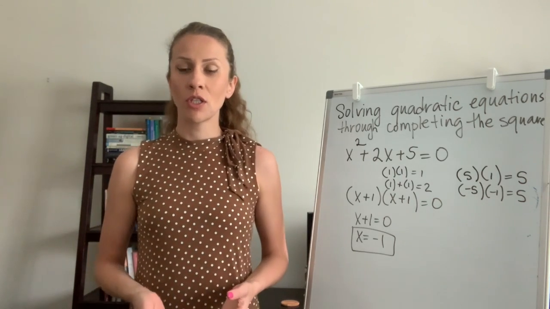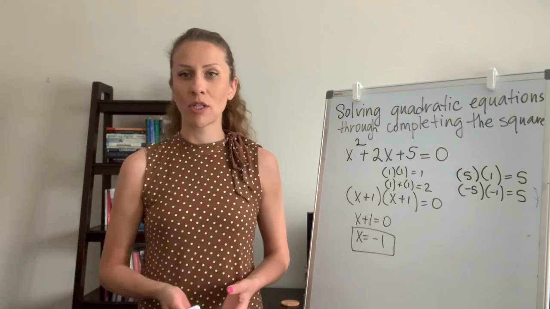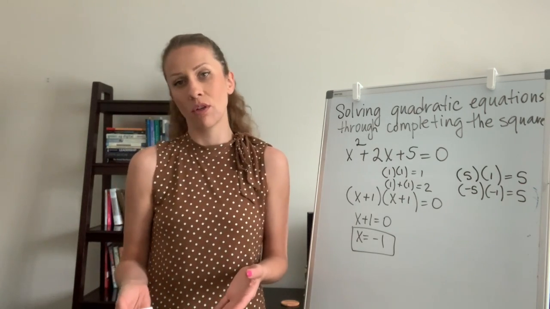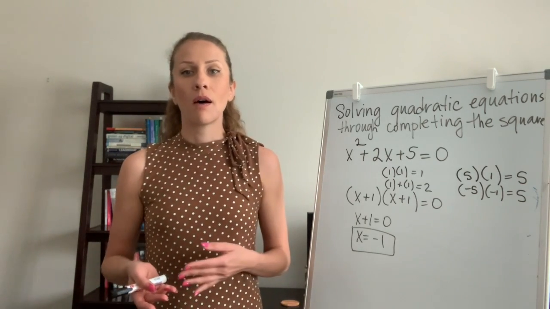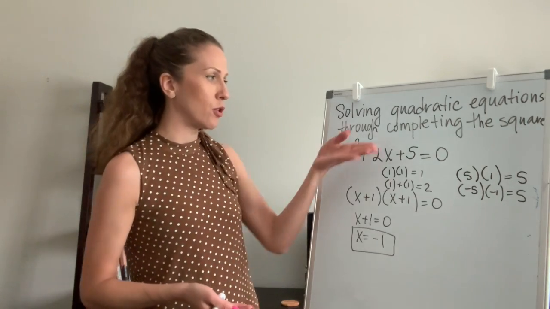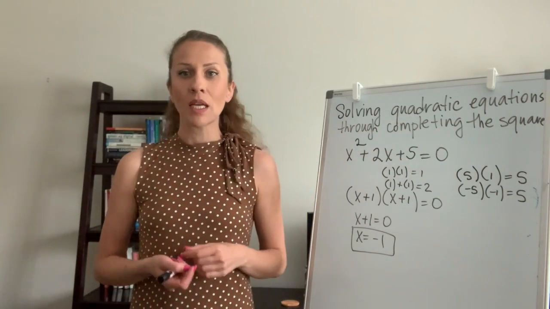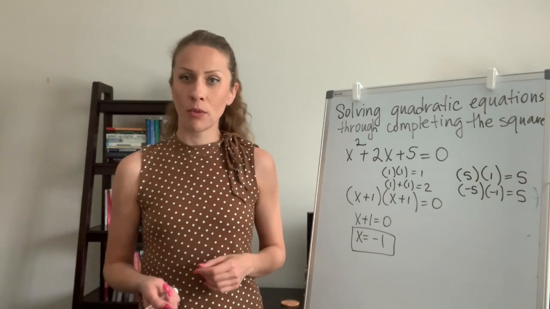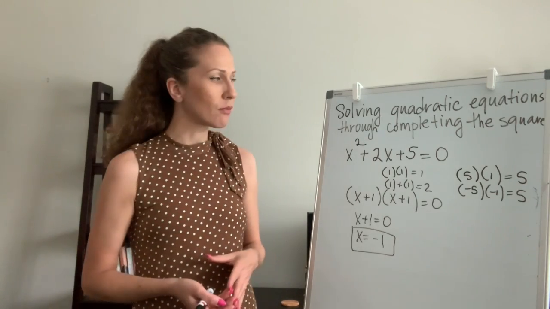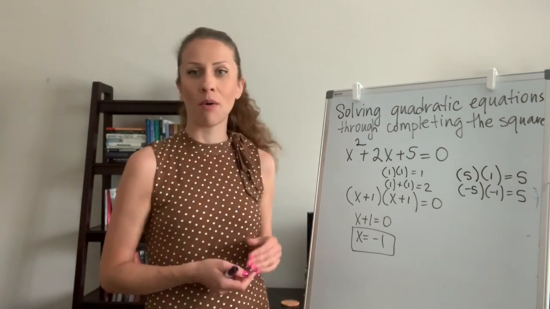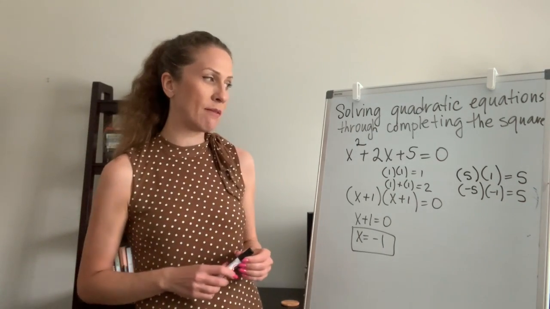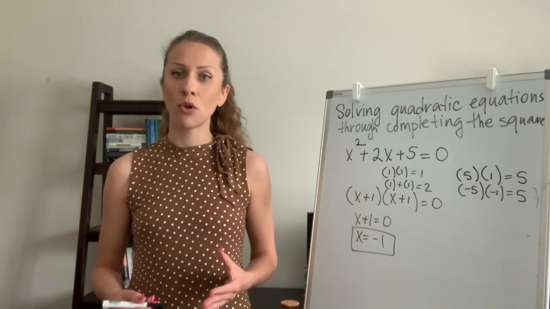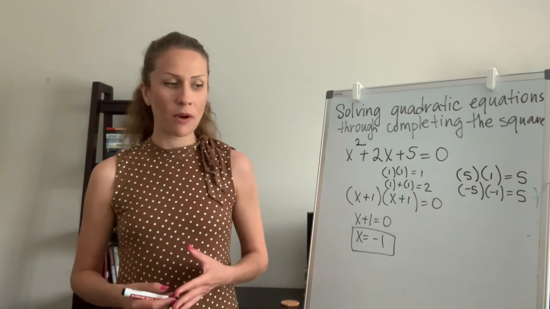There are two additional techniques to solve quadratic equations, specifically those that aren't factorable. They're called completing a square, which is what I'm going to show you today, and also there is a quadratic formula, and that's a separate video. So let's assume this is our problem here, x squared plus 2x plus 5 equals 0, and I will solve it using completing a square.